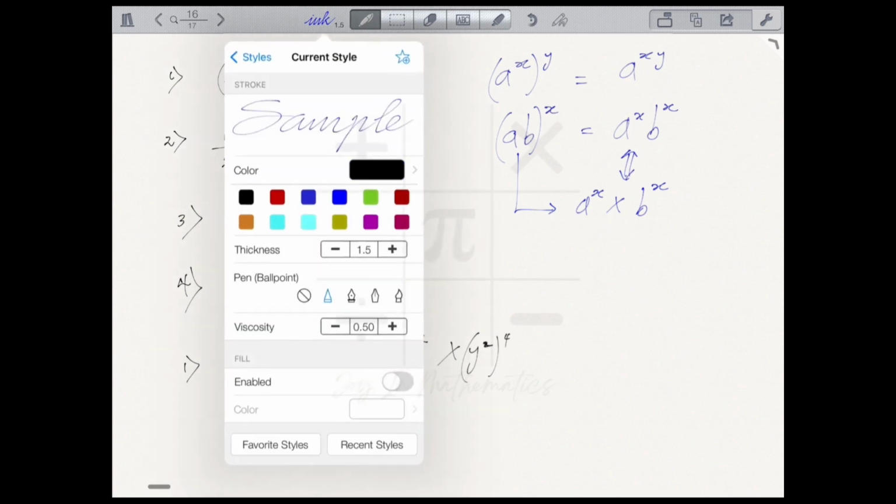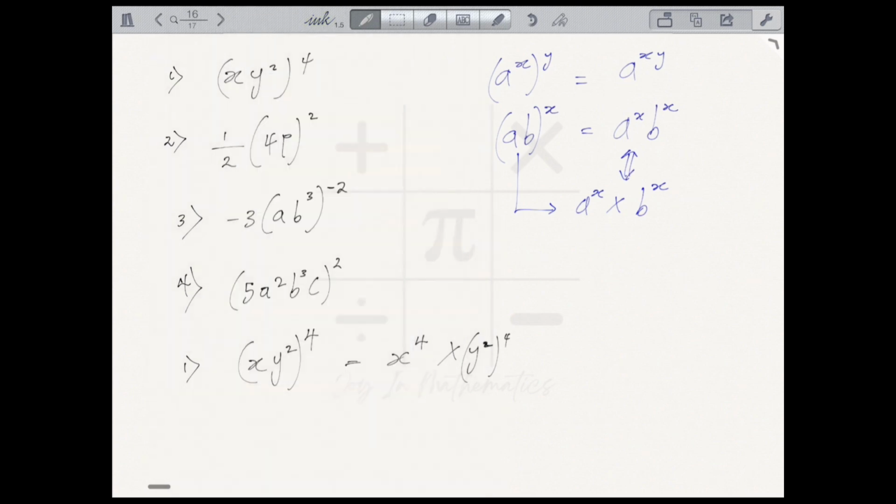Now going further, we can apply product law to this, and this will give us x^4 multiplied by y raised to the power of 2 times 4. This will give us x^4 multiplied by y^8. And in simple terms, we can bring them together and say it is x^4 y^8.